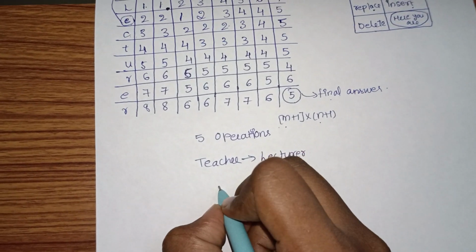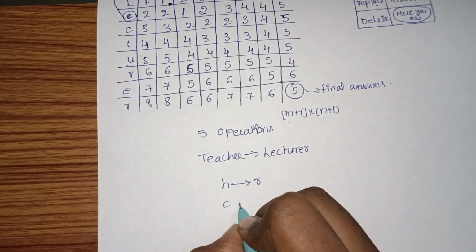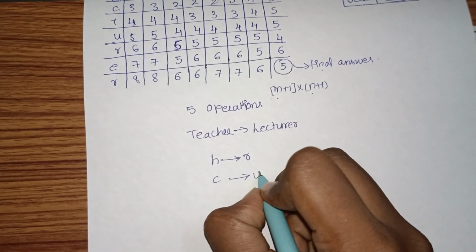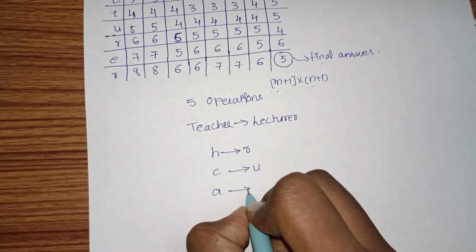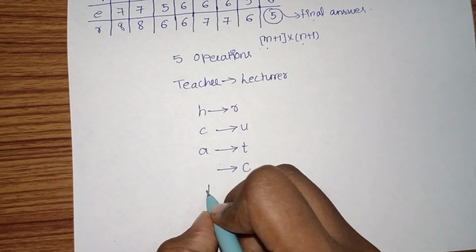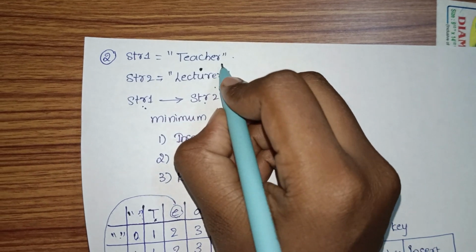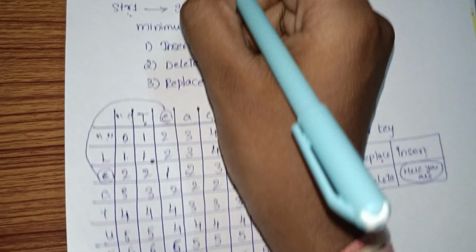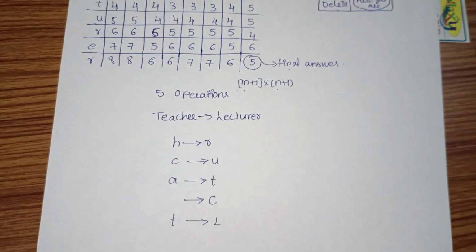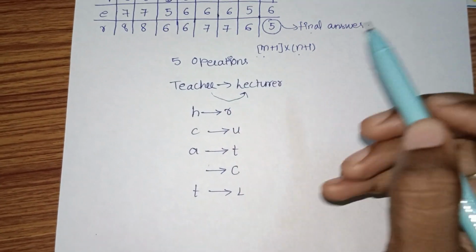They will be replacing H with R and replacing C with U and replacing A with T, inserting C and replacing T with L. Always remember, you will compare the strings from the right side. And these are the 5 operations that are to be performed to convert teacher into lecturer.